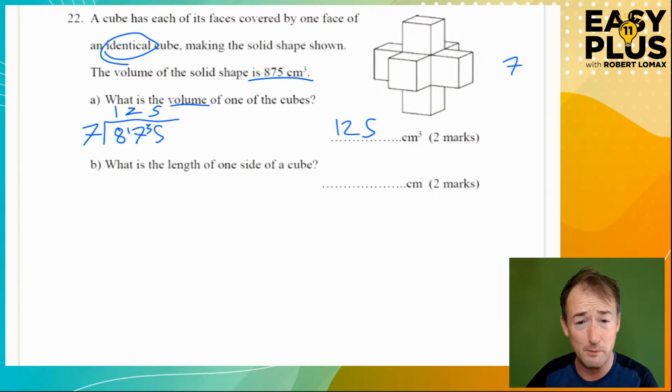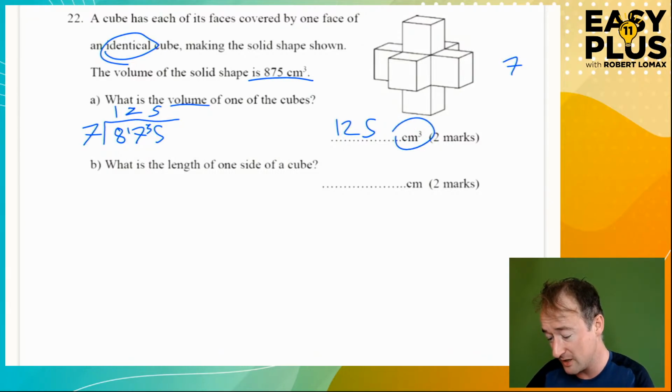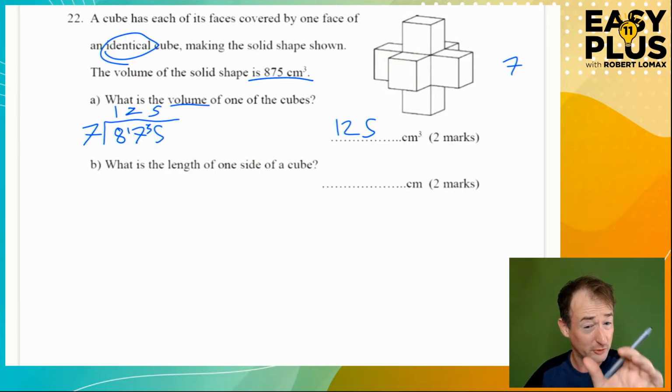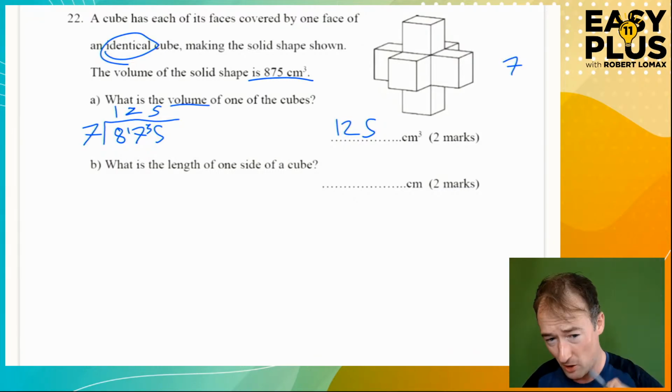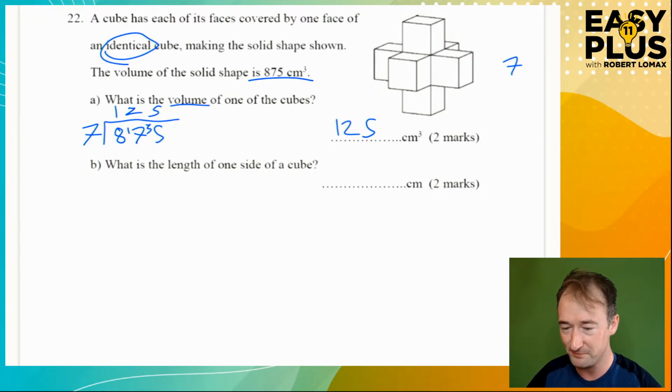You get away with it here because they give you the centimetres cubed in the answer space. Often they won't. Often you'll have to write the units, and if you'd written centimetres rather than centimetres cubed, you would have, oh yes, lost a mark. Don't do that. What is the length of one side of a cube?